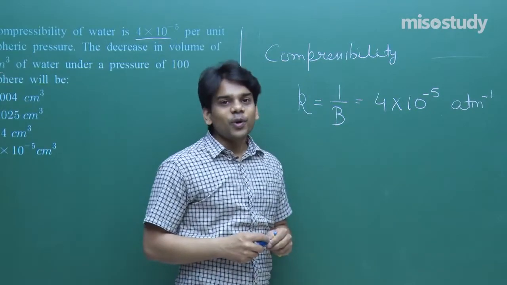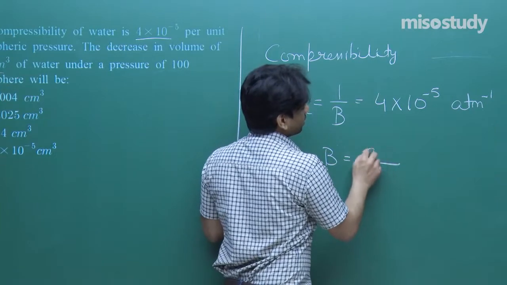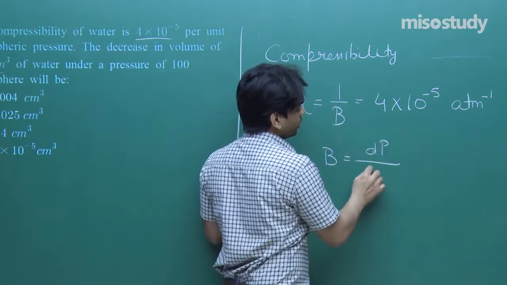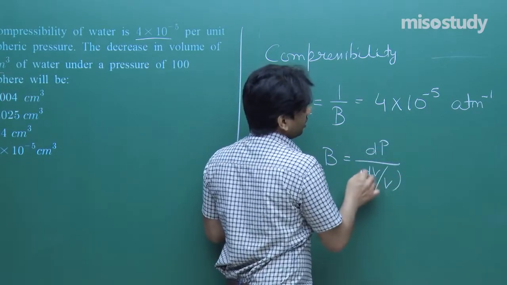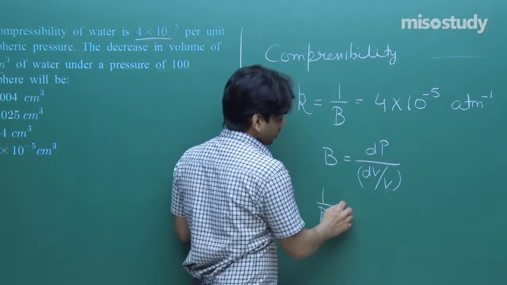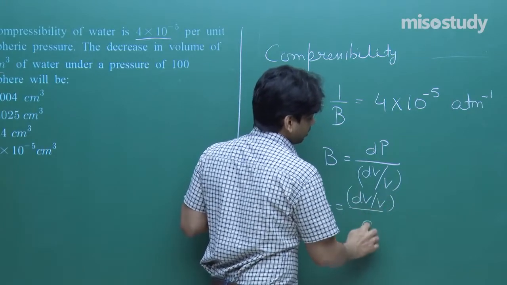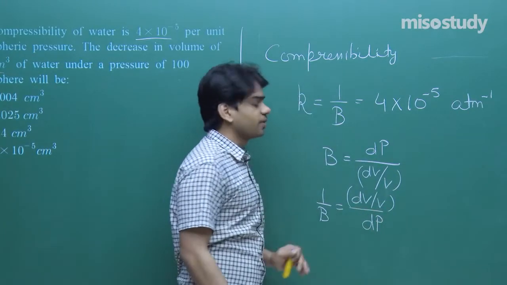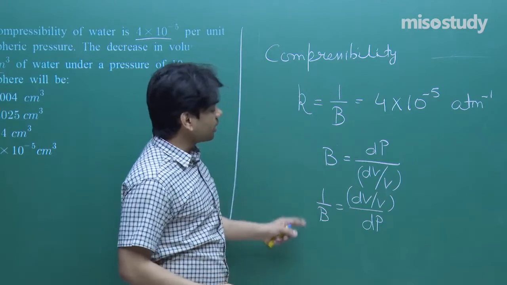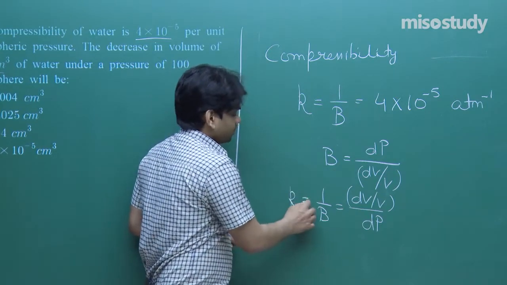Now we all know about bulk modulus. Bulk modulus we have learnt: if I talk about magnitude, it will be dP upon dV by V. This is what we have learnt. So 1 by B will come out to be dV by V divided by dP. This is what we can write about the compressibility, and this is the value k.